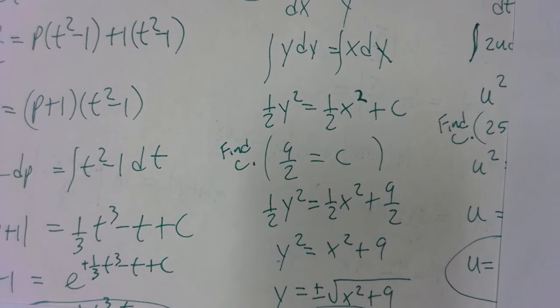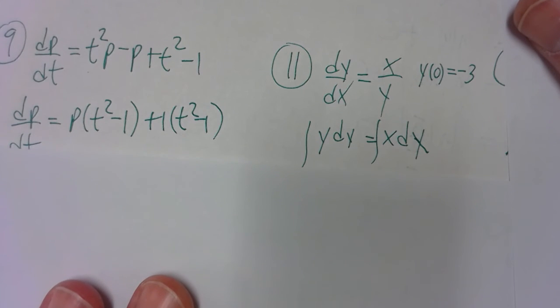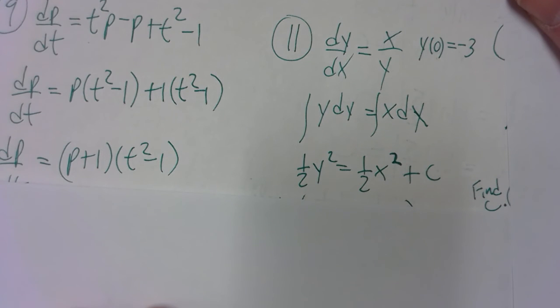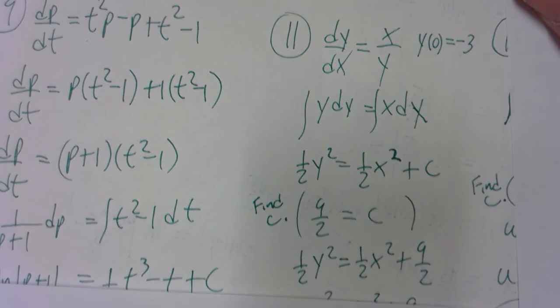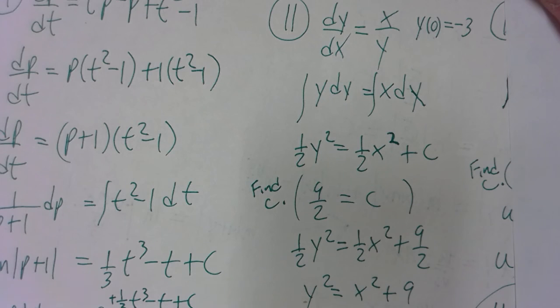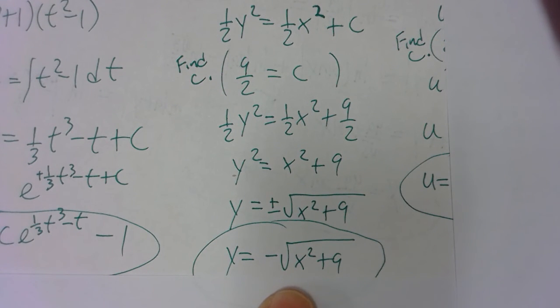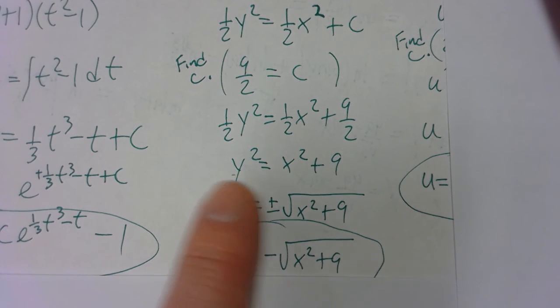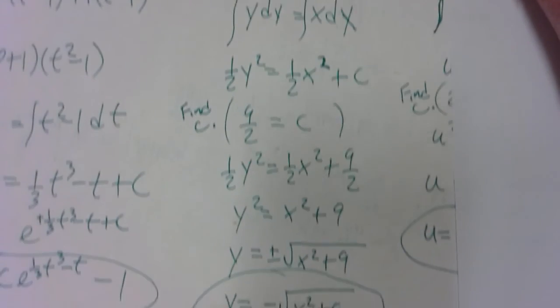All right, now we get to find c, because there's an initial condition on number 11. We're separated, got the x's and y's. Antiderivative. Now this is where I find c. Plug in 0 and -3, and I got c is 9/2. And then I just algebraically solved for y. And this one, the negative one works, because you take the square root, you get plus and minus, and then you put the initial condition in. I notice -3 has to come out of the square root, so it has to be negative in the front.